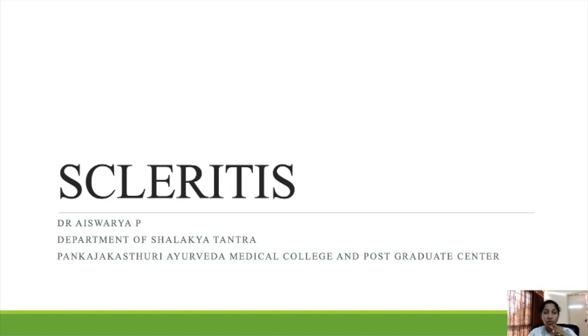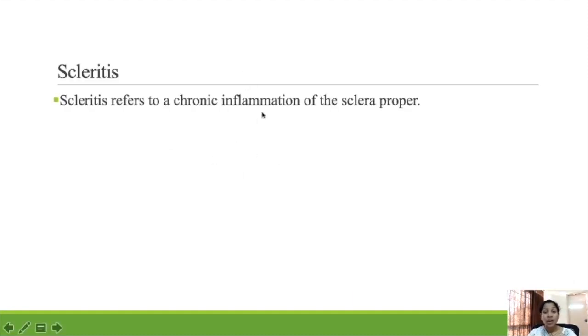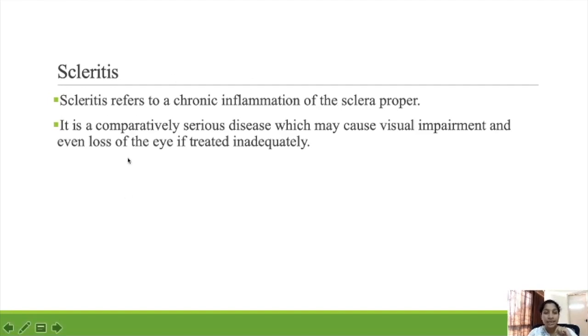So now we'll go into scleritis. What is scleritis? Scleritis refers to the chronic inflammation of sclera proper. We said the sclera has three layers: episclera, sclera proper, and lamina fusca. So scleritis is a chronic inflammation of the sclera proper, the middle layer. It is a comparatively serious disease which may cause visual impairment and even loss of eye if treated inadequately. If we are not treating properly, it can cause loss of vision.